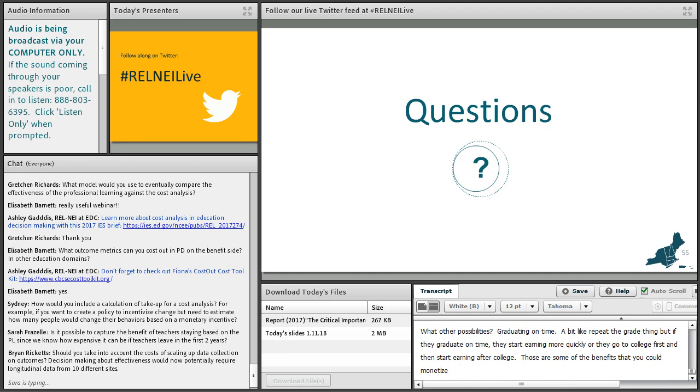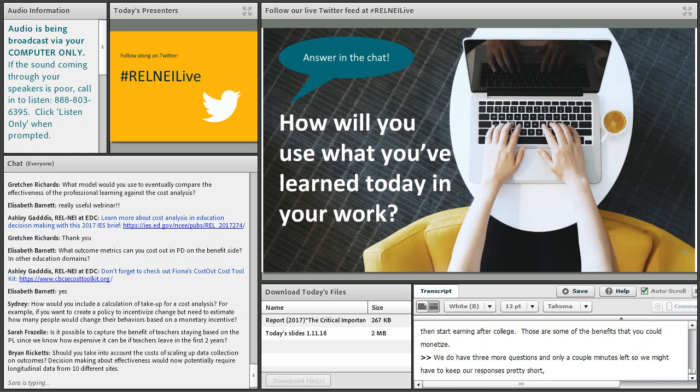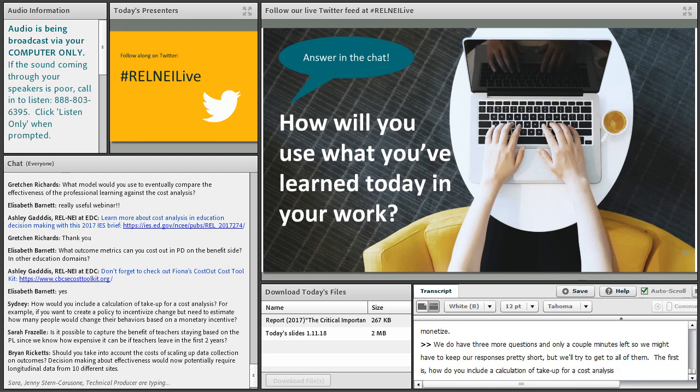We do have 3 more questions and only a couple of minutes left, so we might have to keep our responses pretty short, but we'll try to get to all of them. The first is, how do you include a calculation of take-up for a cost analysis? So if you wanted to create a policy to incentivize change, but you need to estimate how many people would change their behaviors based on a monetary incentive.